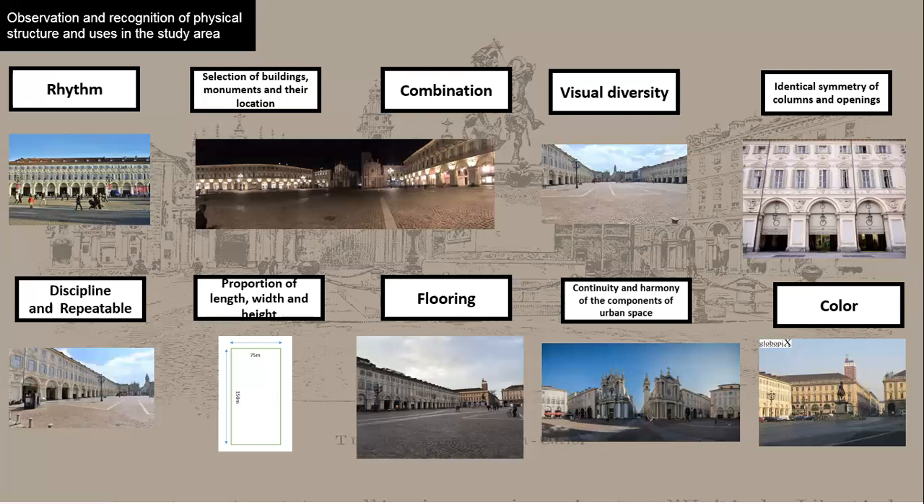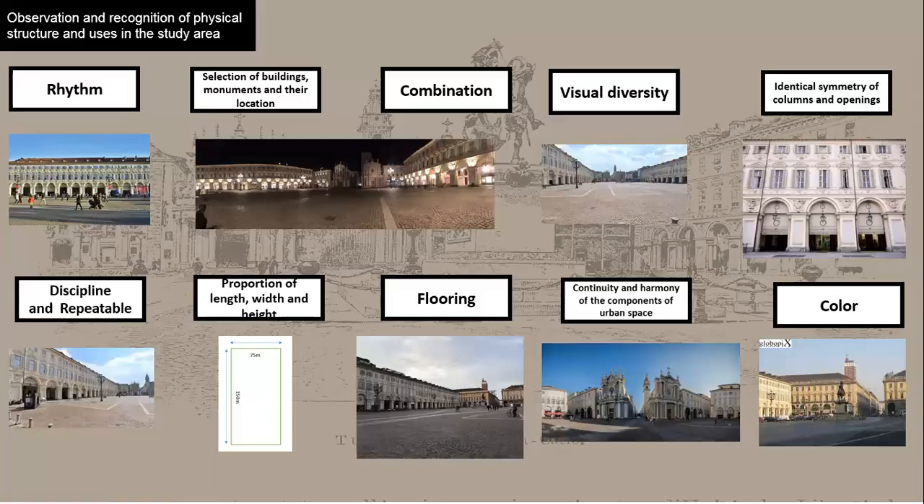Continuity and harmony of the components of urban space: it has created a sense of continuity, of unity and special cohesion. And at the end, for the color, it's completely clear that all of the walls of the buildings are a combination of just two colors, light and dark. Next.